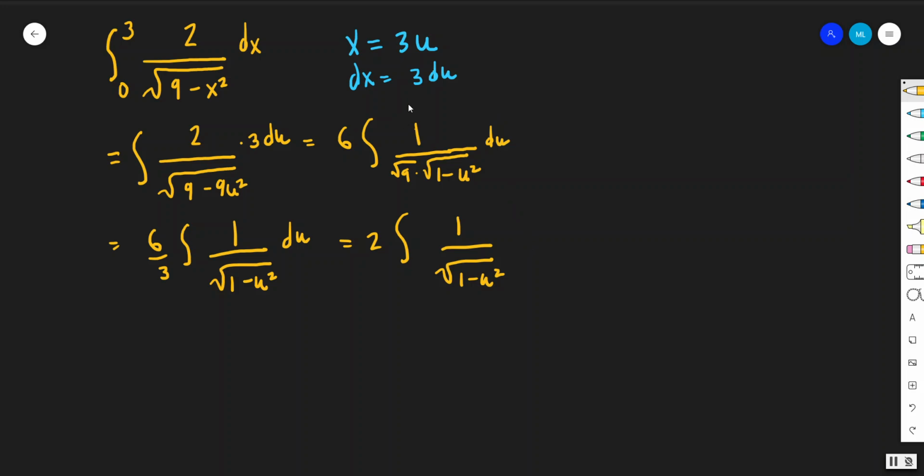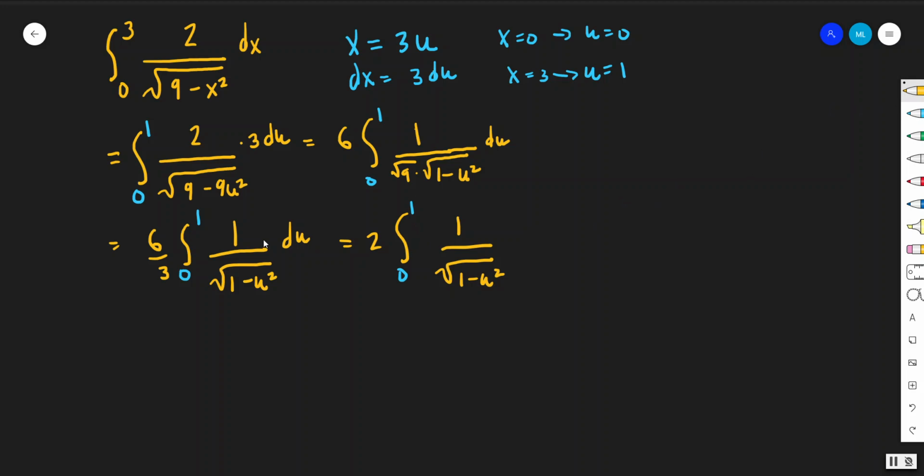Now, there's a little trick that we're going to have to do here, though. Note that when x is equal to 0, this tells me that u is equal to 0. But when x is equal to 3, using this equation over here, we get that u is equal to 1. So in actuality, we have that the limits of integration are from 0 to 1.